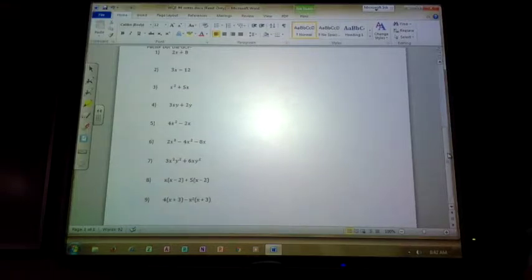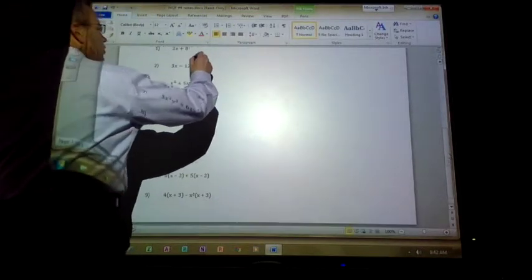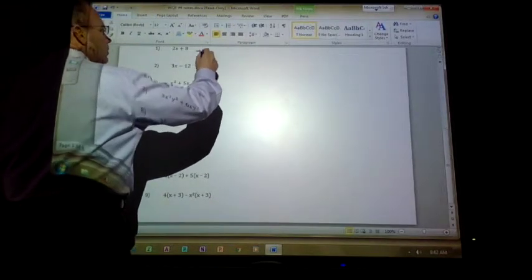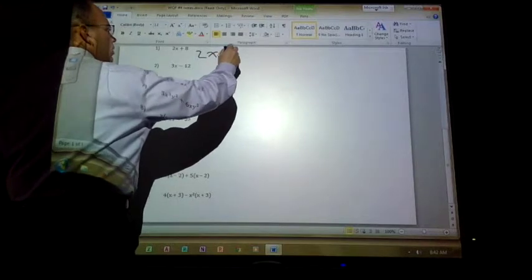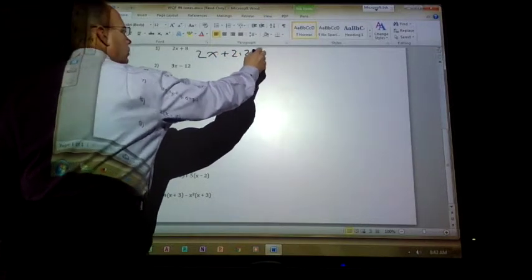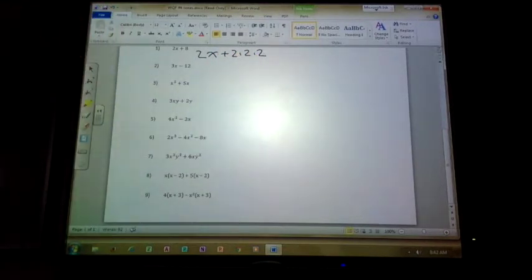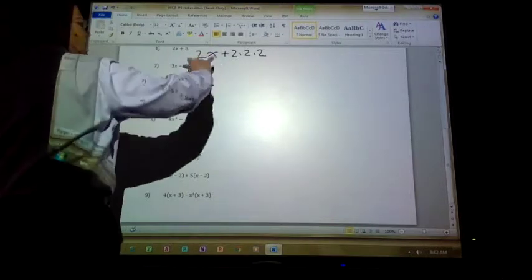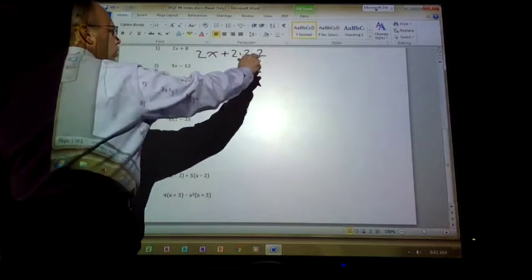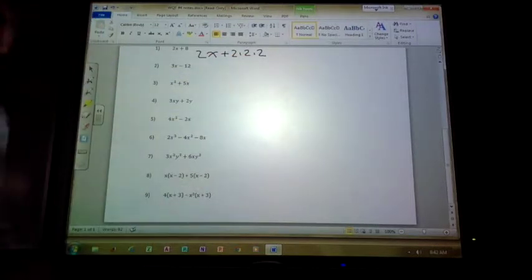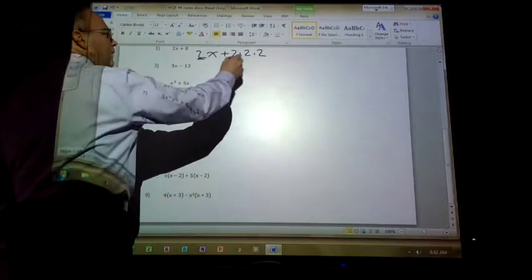All right, so problem number 1. Problem number 1 is the same thing as 2x plus 2 times 2 times 2. Is 8 the same thing as 2 times 2 times 2? Does that make sense? 2 times 2 is 4 times another 2 is 8. So what do I have the same between the two of these right now? I have a plus sign. I have a 2x and I have 2, 2, 2. What is the same between the two? I have a 2. So I'm going to factor out one of the 2's.